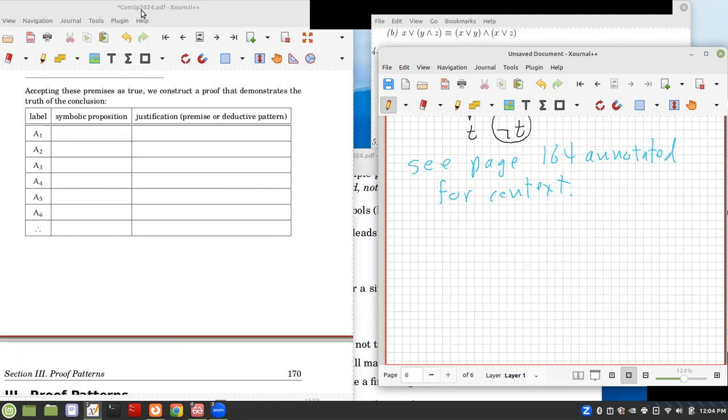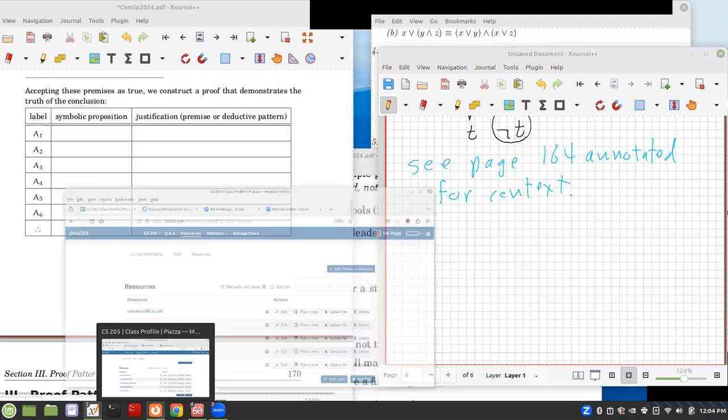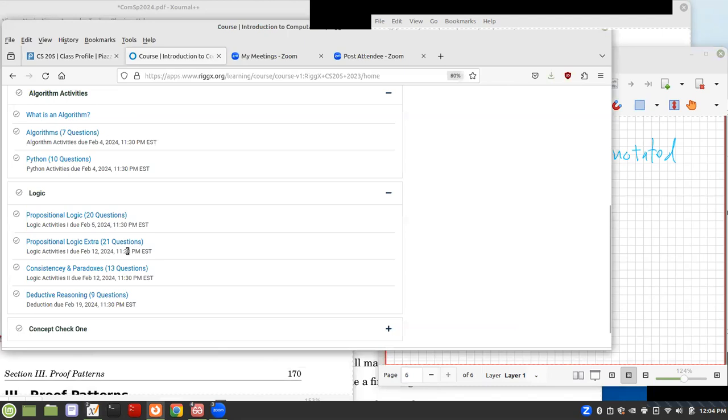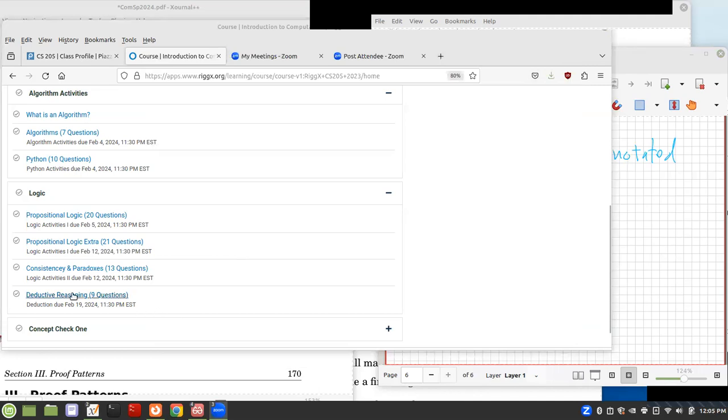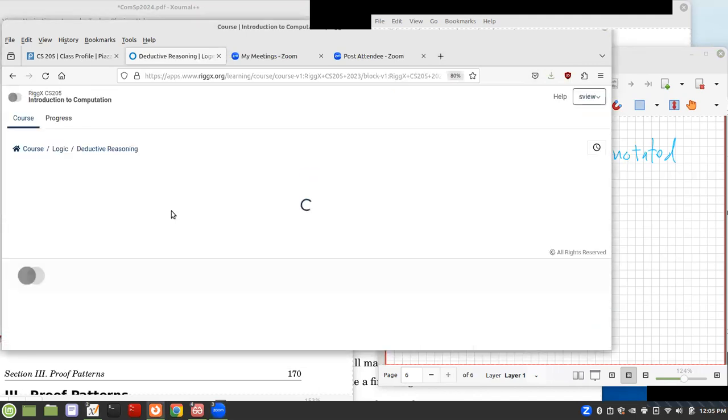There's an exercise sheet, and I also want to alert you to what's on RiggX for this week. So you've just completed last night the propositional logic extra, or earlier, hopefully, and the consistency and paradoxes. And we have a new set for this week that's due on February 19th, that is this coming Monday night at midnight. Okay, let's look at these problems.